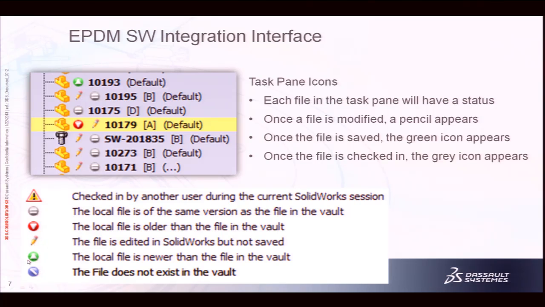You can also get a pencil with the green. If I modify the file and I haven't saved it yet, I'll get a pencil with a green. It's telling me that there's been an edit since your last save. Once you save everything, the pencils go away, they're green icons, and that's basically saying that design is ready to go back into the vault.